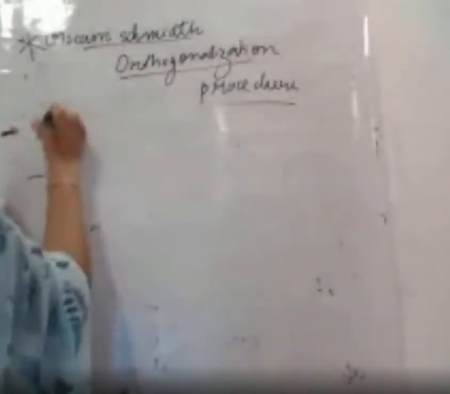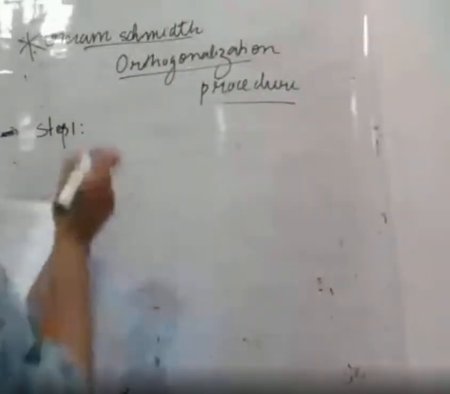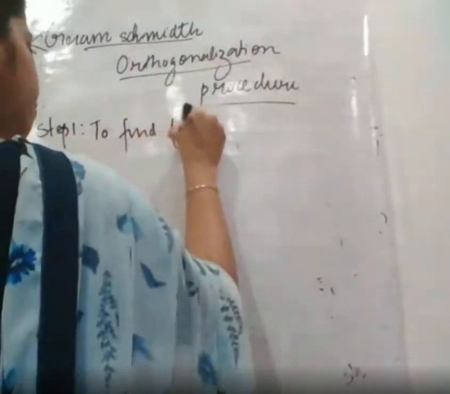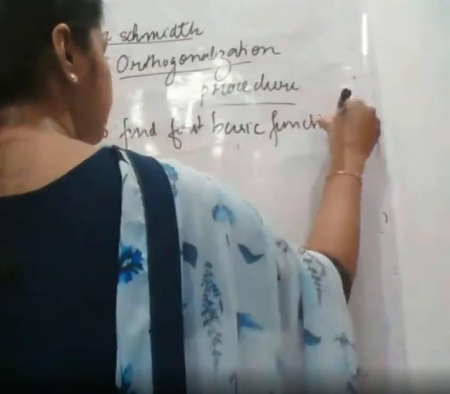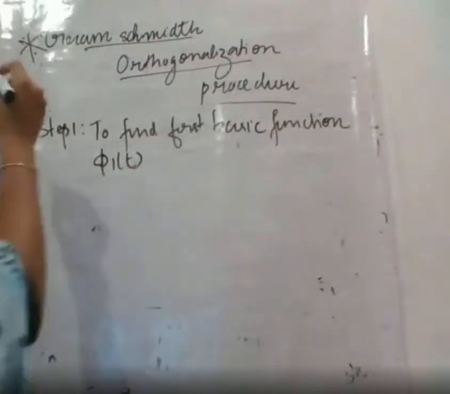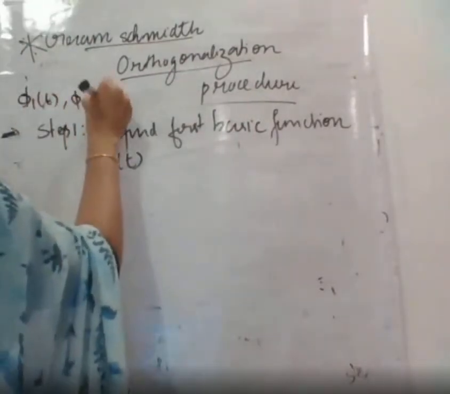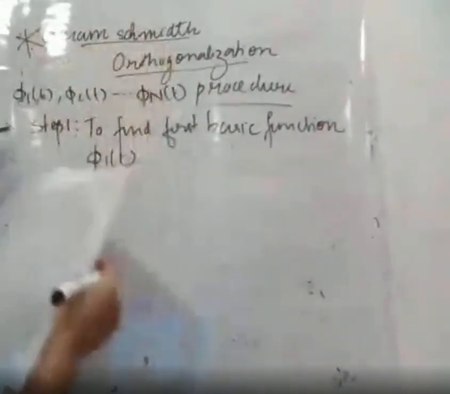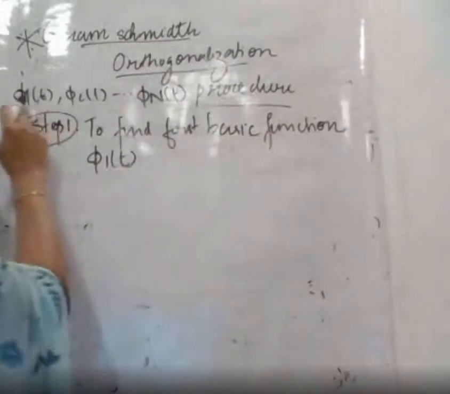Now we will move on to the first step in Gram-Schmidt orthogonalization procedure. The first step is to find the first basic function, that is phi1 of t. We have our orthonormal basis functions phi1 of t, phi2 of t, etc., up to phi n of t. So in this Gram-Schmidt orthogonalization procedure, the first step is to find the first basic function, that is phi1 of t.